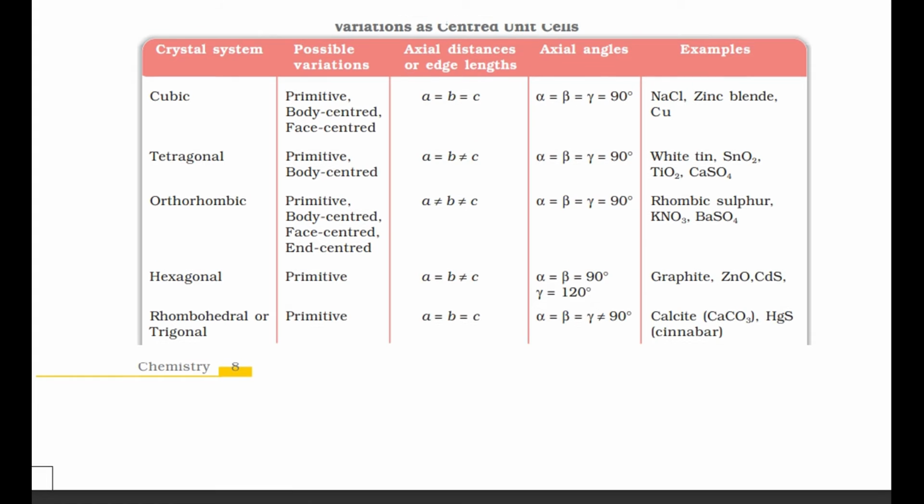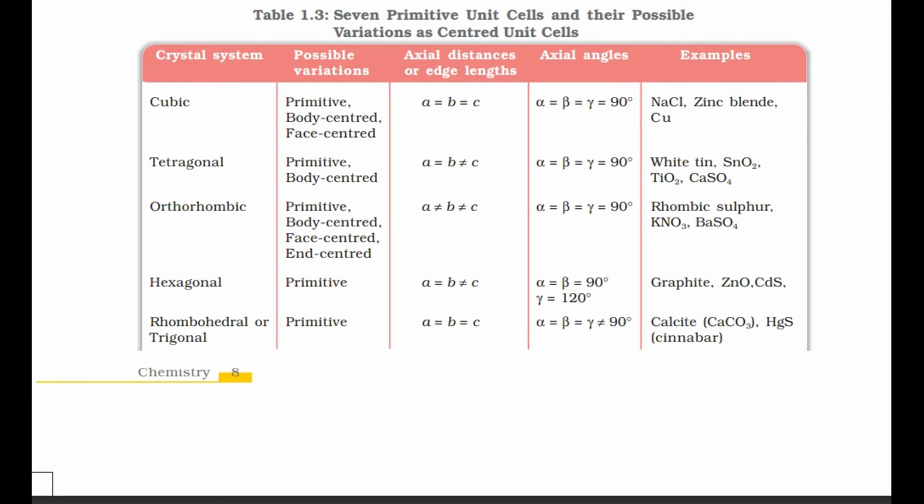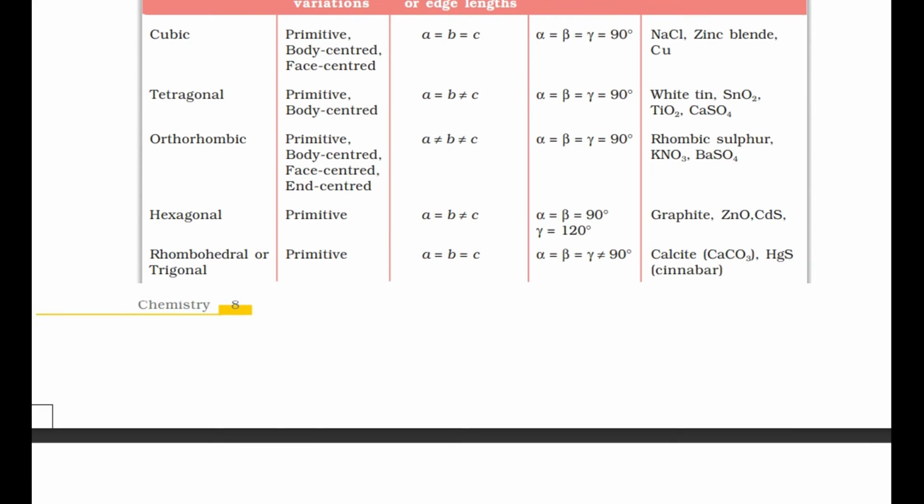Now next is orthorhombic crystal system. The possible variations are primitive, body-centered, face-centered, and end-centered. None of the edge lengths is equal: a is not equal to b, which is further not equal to c. Talking about the axial angles, all are equal to 90 degrees, and the examples are rhombic sulfur, KNO3, potassium nitrate, and BaSO4, barium sulfate. Now the next is hexagonal crystal system.